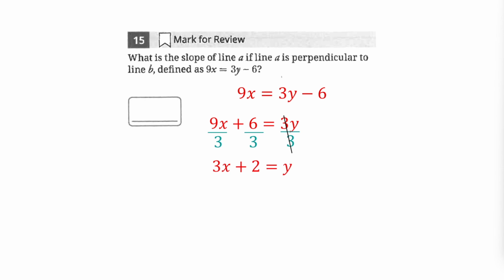Now that this is in slope-intercept form, we can easily identify the slope of line B, which is the coefficient of x, so 3. To find the slope of a line that is perpendicular to line B, find the opposite reciprocal. We get -1/3. Now that's how we crushed the SAT.